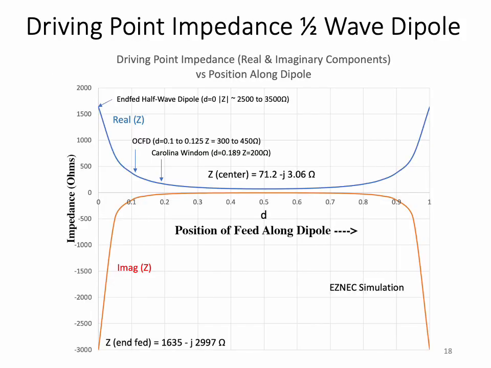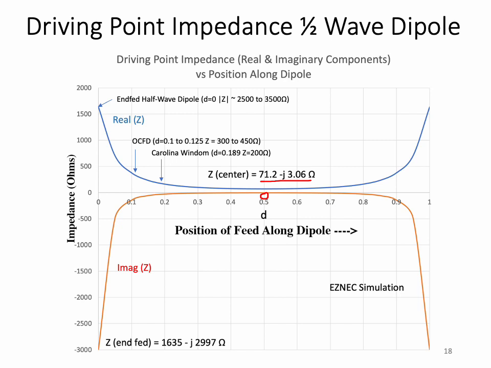Hopefully this chart will shed some light on the dipole feed problem. Using EZNEC, I determined the driving point impedance for any point along the half-wave dipole. When D is equal to 0.5, it's in the center here, we are feeding the dipole where the impedance is modeled to be roughly 72, 73 ohms. In this case, 71.2 minus j3. As I mentioned in a previous slide, this is a great way to feed a horizontal dipole. Feeding one vertically is much more complex mechanically.